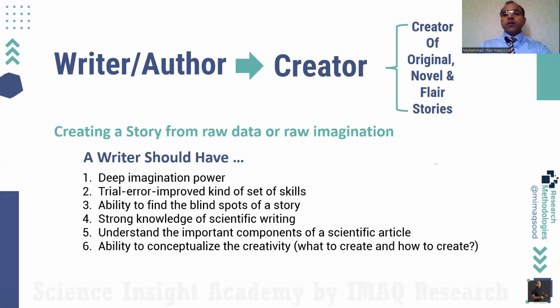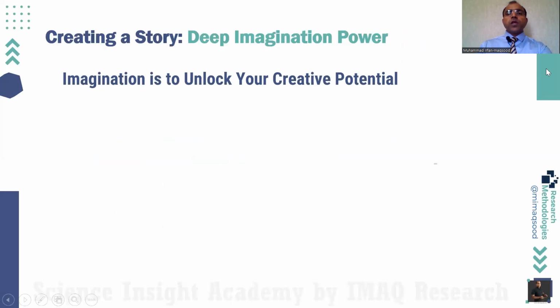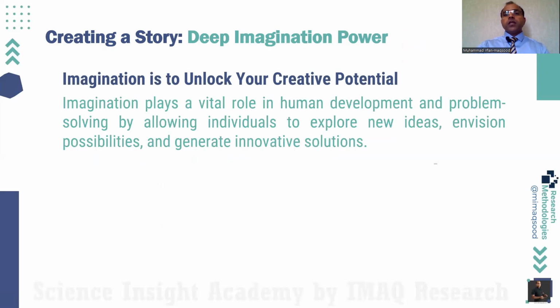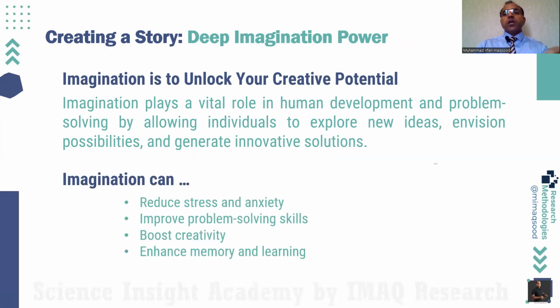The basic thing we talked about is that you have to divide your brain, half for knowledge and half for creativity. Creating a story needs deep imagination powers. This is the first thing. Imagination is a power to unlock your creative potential. Imagination plays a role in human development and problem solving by allowing individuals to explore new ideas, envision possibilities, and generate innovative solutions. If you want to unlock your potential, you have to start thinking, and thinking. Actually, the word science is a Latin word derived from scientia, meaning thinking. So you have to start thinking.